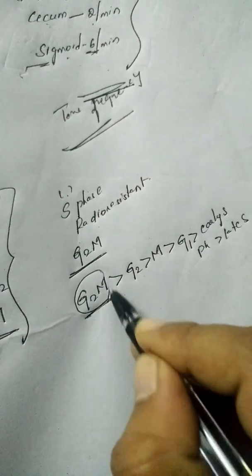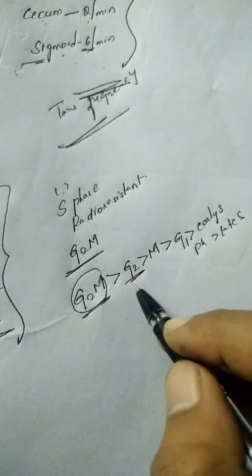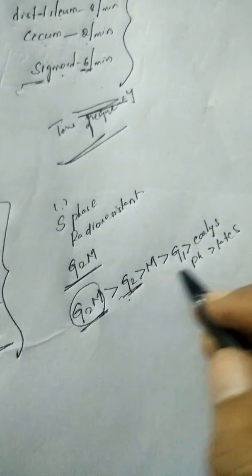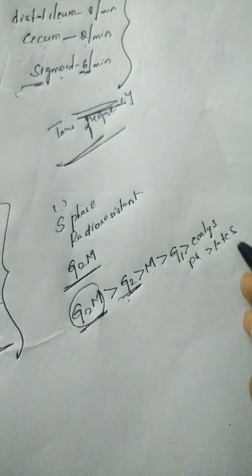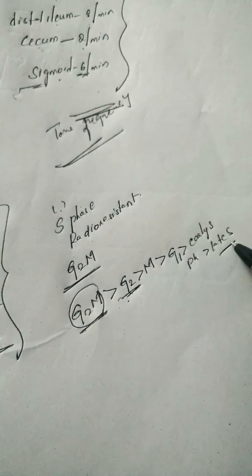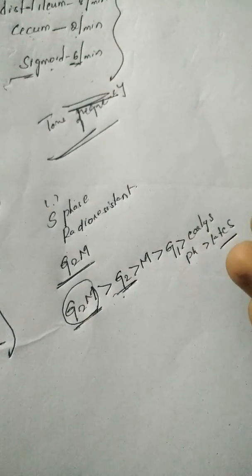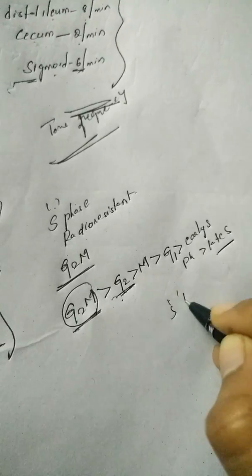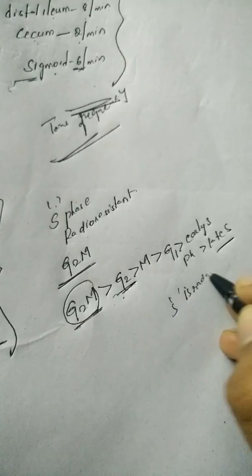If G2M is not in the options, then G2 is the most radio sensitive phase of the cell cycle. The most radio resistant phase of the cell cycle is late S phase. If it's not in the options, and S is there in the options, then S is the most radio resistant phase of the cell cycle.